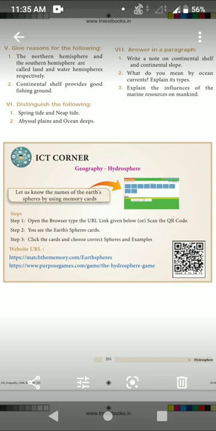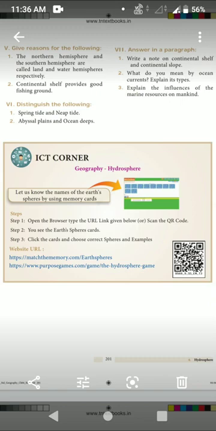Next, distinguish between, here two questions, spring tide and neap tide. Distinguish between spring tide and neap tide. How? Spring tide: when the sun, moon, and earth are aligned in the same line, the collective gravitational pull of the sun and moon on earth's water strengthens to form a high tide known as spring tide. At the same time, neap tide: when the sun and the moon are at right angles, the gravitational forces work against each other, causing a low tide called neap tide.